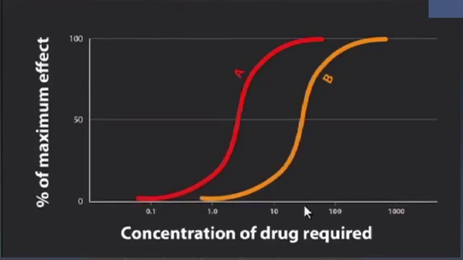You have to give 60 milligrams. So which drug is more potent? Well, I haven't really told you exactly, but you can probably figure it out intuitively that drug A is more potent. It takes a lower dose of drug A to get that same effect. So drug A is more potent. It has a higher potency.